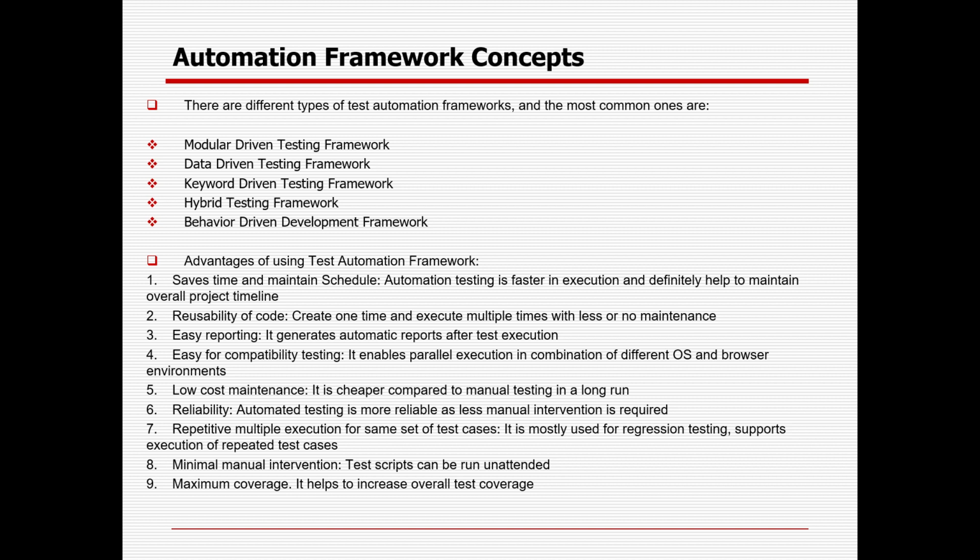Maximum coverage. In case you are doing manual execution, you can maybe cover 5 different permutation combinations, because every combination will take the same time. But in case you are doing automation, you can develop the same script, and with the help of the data driven approach, you can just vary the data and it will give you the maximum coverage, so that there will be fewer chances of defects being discovered at a later stage.